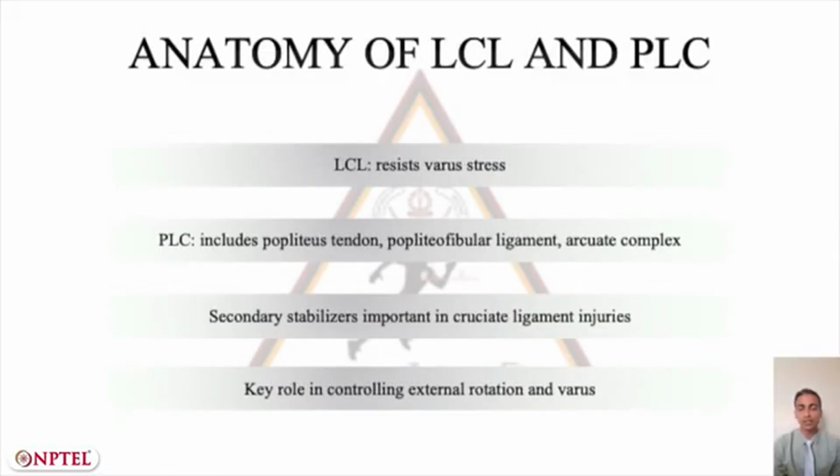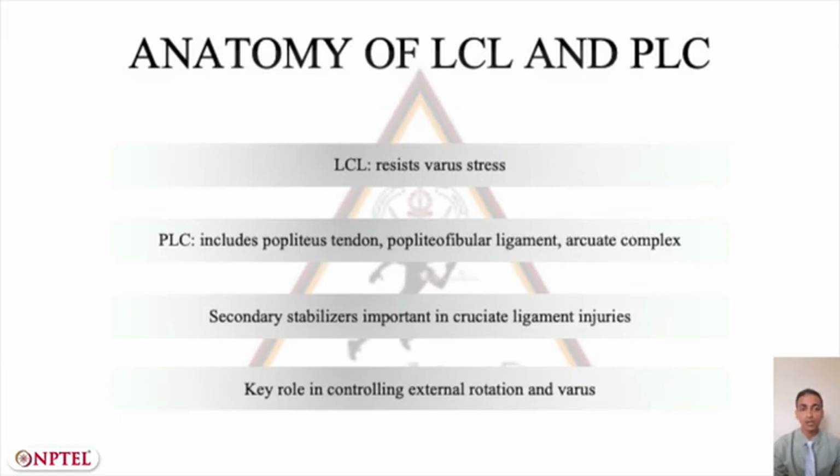As discussed in week number 1, the LCL runs from the lateral condyle of the femur to the fibular head, acting as the primary restraint to varus force and stress. Varus force is directed from the inner aspect of the knee to the outward aspect of the knee in the frontal or the coronal plane. An LCL injury can be seen in both contact and non-contact sports.